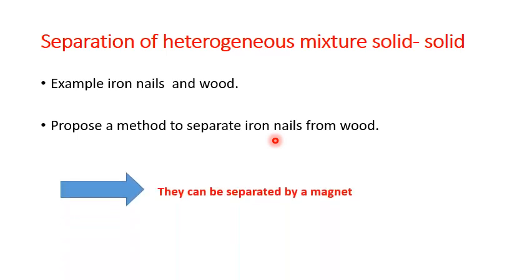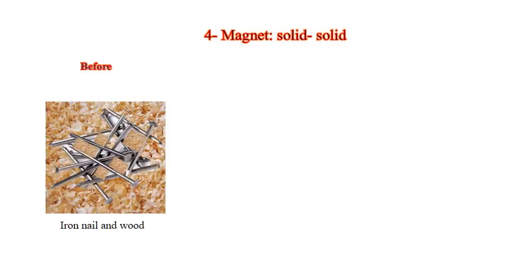This type of mixture can be separated by a magnet. Any mixture which is heterogeneous solid and contains iron can be separated by a magnet. The important thing is that there is iron. Why did we rely on the magnet? Because the magnet attracts the iron only and not the wood. We can make this separation.